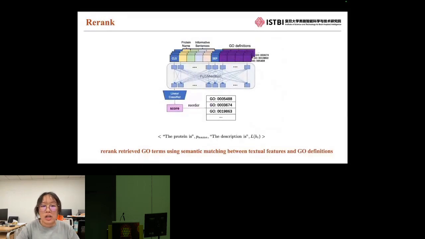And then the rank. After obtaining the informative sentences and the candidate GO terms, we calculate the relationship between them using a cross-encoder structure. The input is the protein description, which is also natural language, and the other input is the GO definition of each candidate GO. Then we take the representation of the CLS token as the final score, and we order them to get the final GO sets.